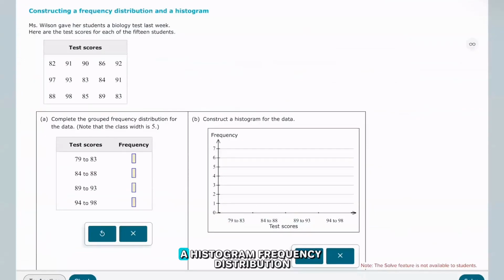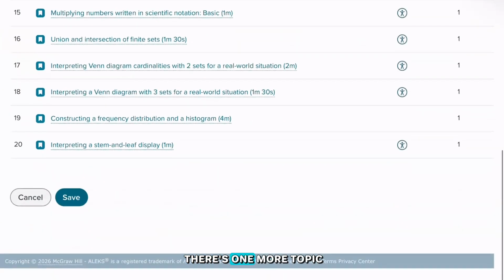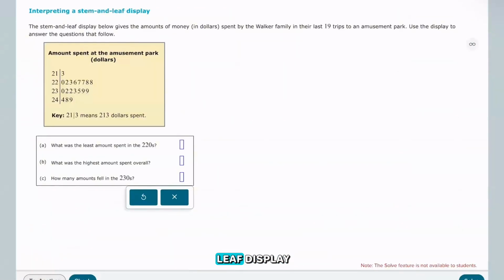So constructing a histogram, frequency distribution in a histogram. And then I think there's one more topic, interpreting a stem and leaf display. That's probably one of the easiest ones. Okay.